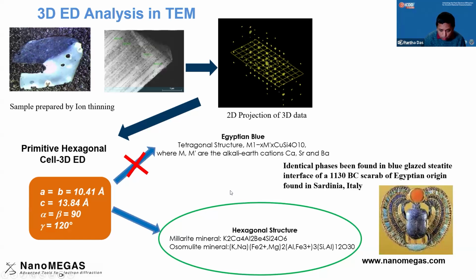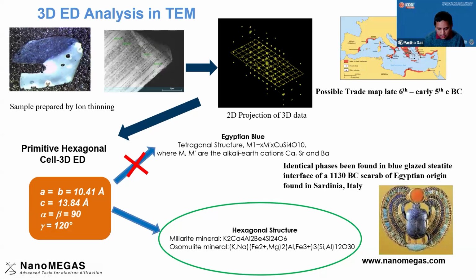Interestingly, the same mineral was also found in Sardinia, which is of Egyptian origin, something like 1000 BC. Based on this discovery, we believe that there was a trade connection. The same artifact was seen in Greece, Egypt, and Italy, and we believe some trade route existed during this period, and it is also supported by archaeological and historical evidence. So simply by identifying the phases, it is possible to see some interesting information about the technologies and the trade route during this period.